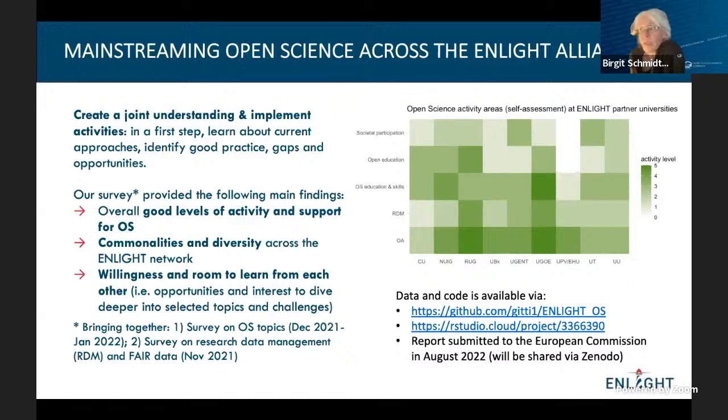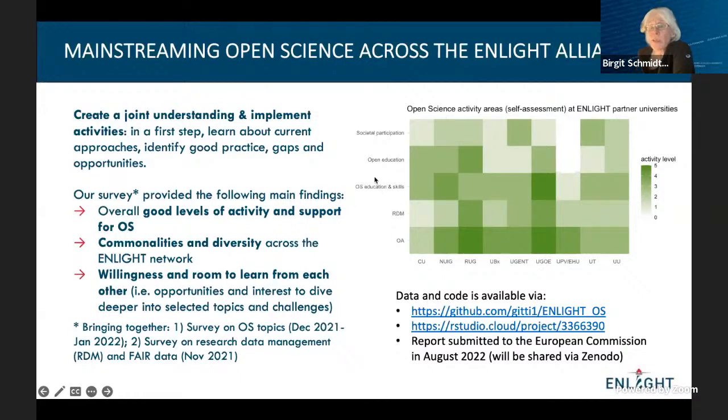So we have diversity, lots of commonalities, but also diverse infrastructures and policies in place. We looked into, for example, open education, research data management and open access, and there was agreement that the level of activity for open access is rather established, which is the bottom line in the figure I added here.